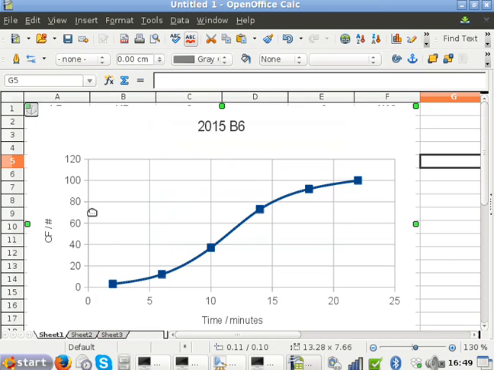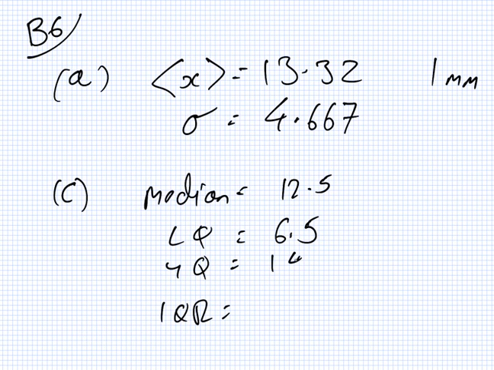Upper quartile. Now it's difficult for me to do because I don't have all the lines on my graph paper, which you do have. 75 would be around about 13.5, I don't know, or 14 or something. 14. And then the interquartile range would be 14 minus 6.5, which is 7.5.